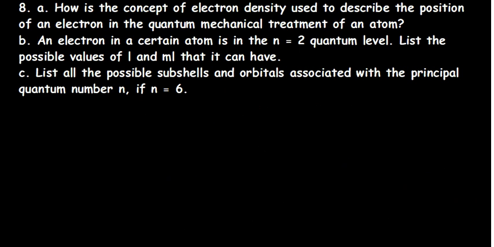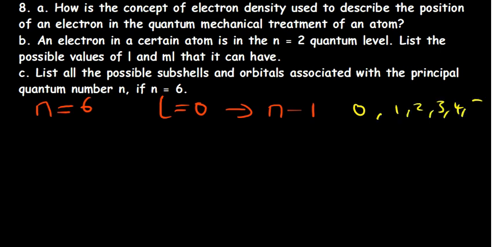We can now look at part C. C says list all the possible subshells and orbitals associated with the quantum number n if n equals 6. So n equals 6. That's the principal quantum number, the number of the energy level. Now we can look at L. L, I said, goes from 0 to n minus 1. So in this case, we're going to have from 0 all the way up to 5: 0, 1, 2, 3, 4, 5, because n minus 1 is 6 minus 1, which is 5. So these are the values of L in this case.